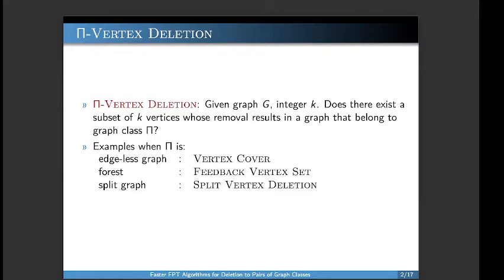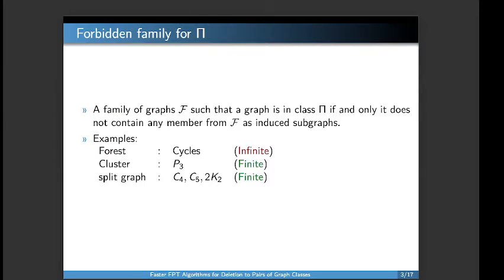So there is a whole notion of forbidden family associated with graph class pi, which is a collection of graphs such that a graph is in graph class pi if and only if it does not contain any member of F. For example, a graph is a forest if and only if it does not contain any cycles. And this forbidden family can be finite or infinite depending on the graph class.